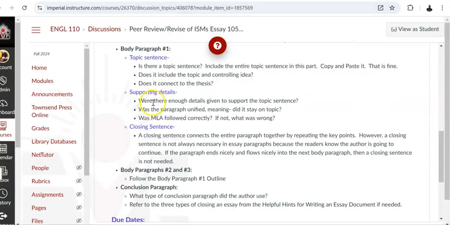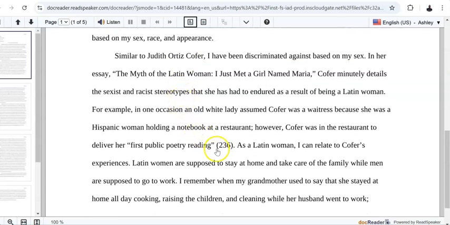All right. Supporting details, were there enough? Blah, blah, blah. Was MLA followed correctly? Let's look at MLA. And I want each of these bullets. So let's see. MLA followed correctly. Let's take a look. 236.